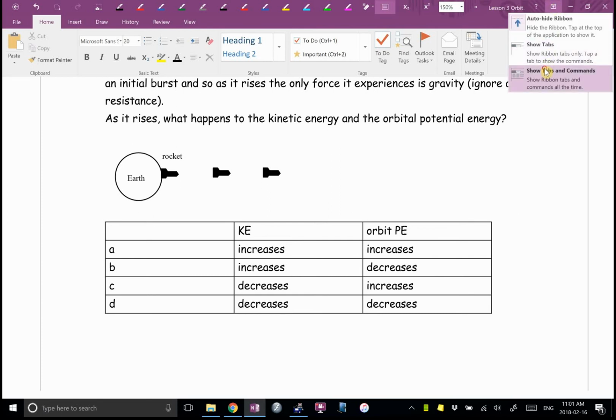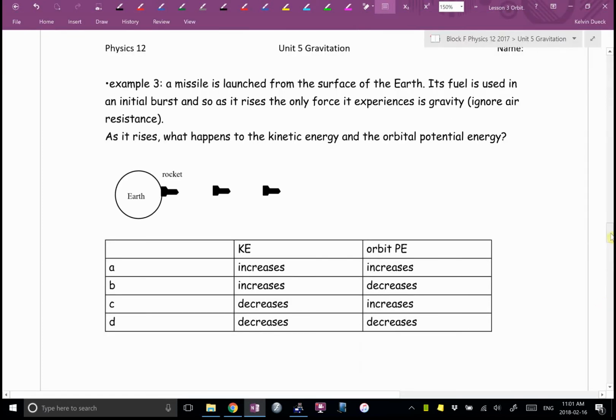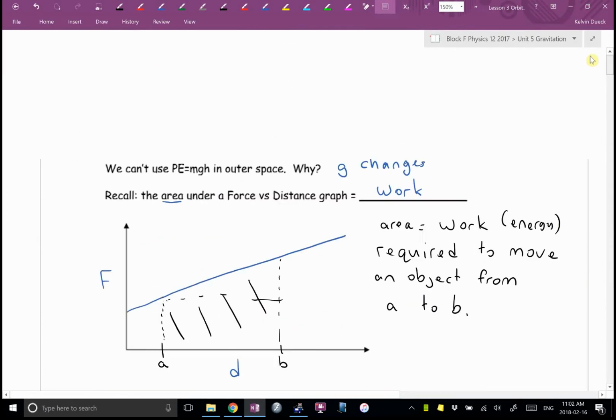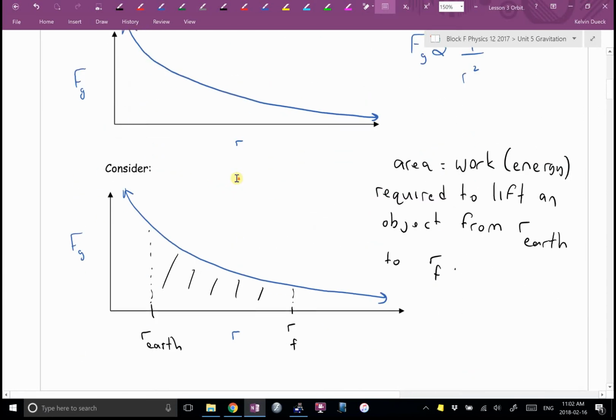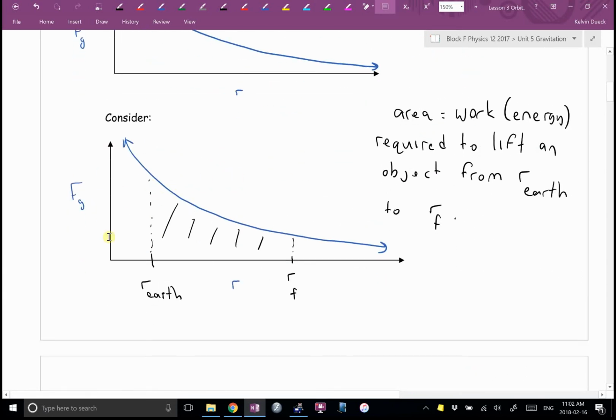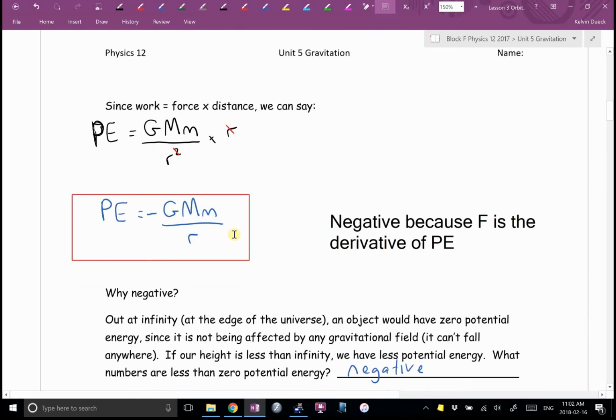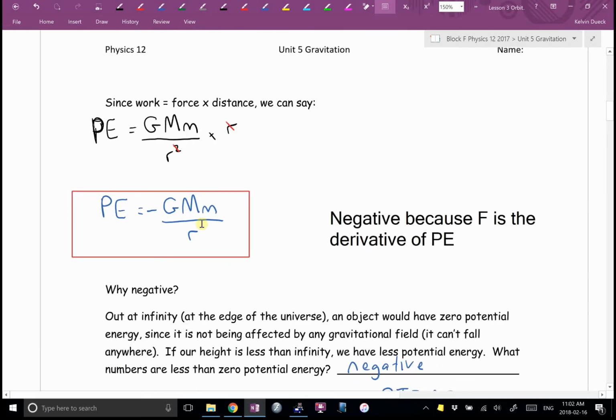So just to jog our memory, here was the problem that we had to address. We said, okay, if we have cosmic orbital potential energy, we can't use mgh because g changes. I told you we could tackle it by looking at the area under a force versus separation distance graph. The problem is we don't know how to find the area under a curve. And so I had to do a little bit of hand waving, but we ended up with this equation here.